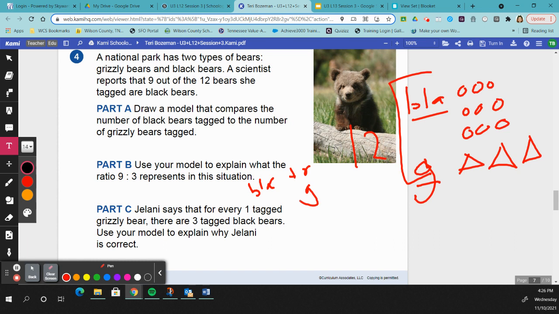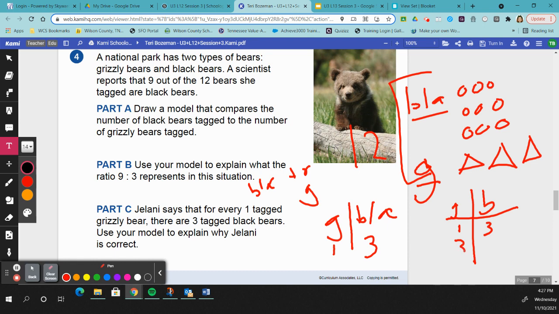Part C, Jelani says that for every one tagged grizzly bear, there are 3 tagged black bears. Use your model to explain why Jelani is correct. So we know she's correct. A 1:3 for grizzly to black bears. If I look at my original model, I'm going to rewrite that. So grizzly to black bears, 1:3 is what she says.